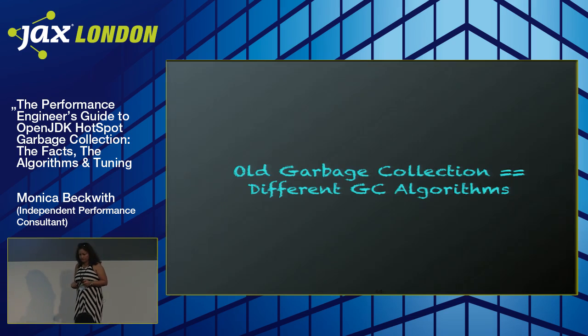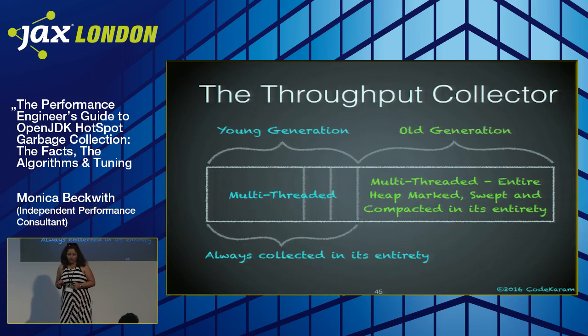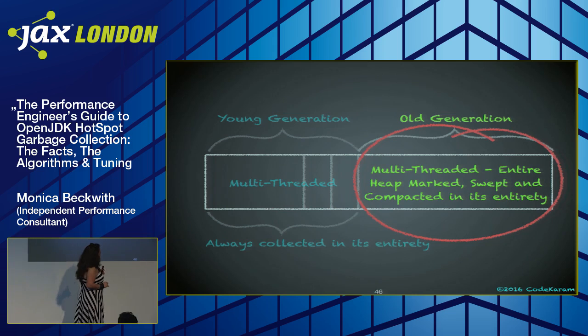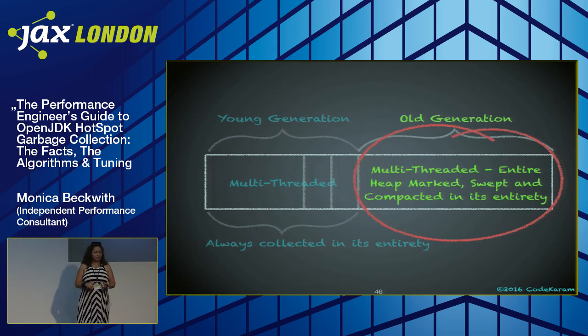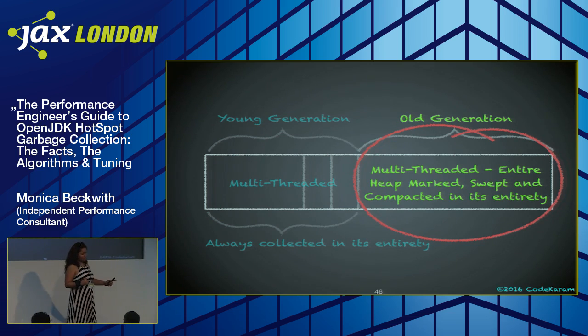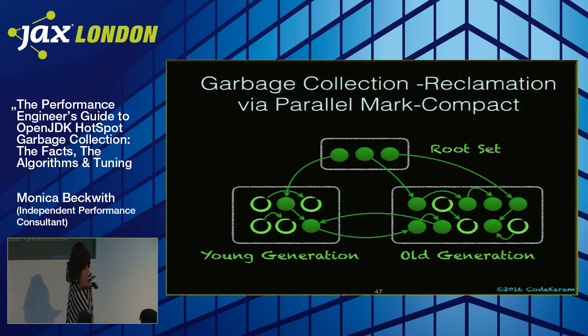Very simple. Now what about the old generation? Let's start with the throughput collector. The old generation in the throughput collector is multi-threaded, and the entire heap is marked, swept, and compacted. Again, as a monolithic operation, so basically it's done in its entirety, okay?